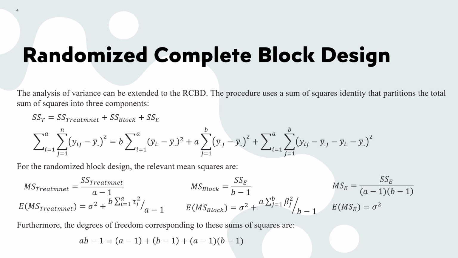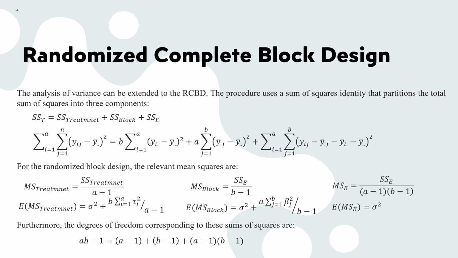Here we can see how the ANOVA is extended to the randomized complete block design by partitioning the total variation in the data into 3 distinct components: treatment variation, block variation, and residual error. This breakdown allows us to better understand not only whether treatments have an effect, but also how much of the variation in our data is due to blocking, accounting for nuisance factors, and how much is random error.